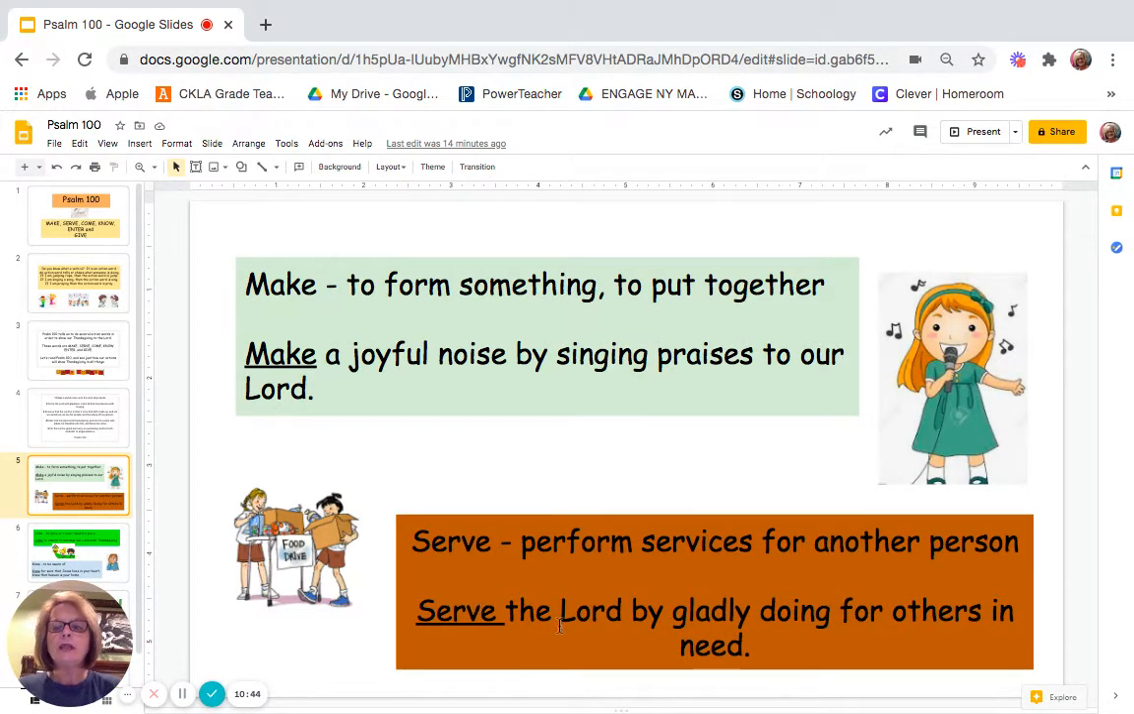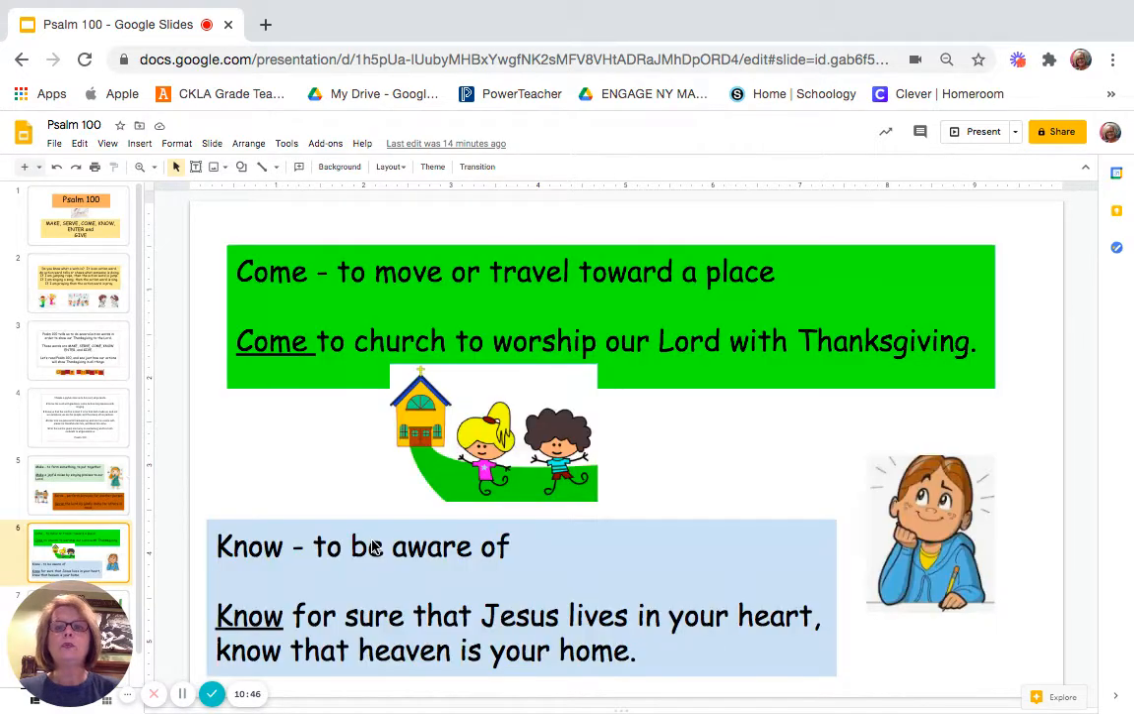Now, when I look at my next slide, we have two more action words on this slide. Okay, the first one is come, in the bright green box. If you come, it means to move or travel toward a specific place. So if you're moving toward that place, then you are coming to it. I have a picture of two children who are going to church. So if you come to church to worship the Lord, you come with thanksgiving in your heart.